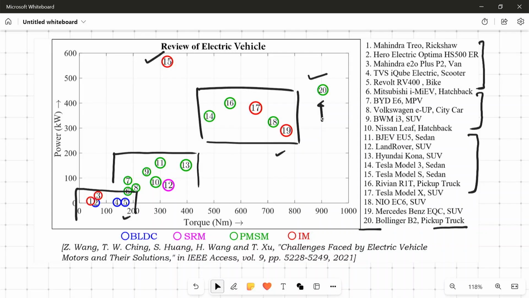In this graph, we also see circles with different colors, which signify the different types of motors involved with the electric vehicle. The blue circles indicate the BLDC motor drives. The magenta circles indicate the switch reluctance motor drives, and the green circles, which primarily dominate the graph, indicate the permanent magnet synchronous motor. Then we have induction motors, which appear for higher power level electric vehicle drives.